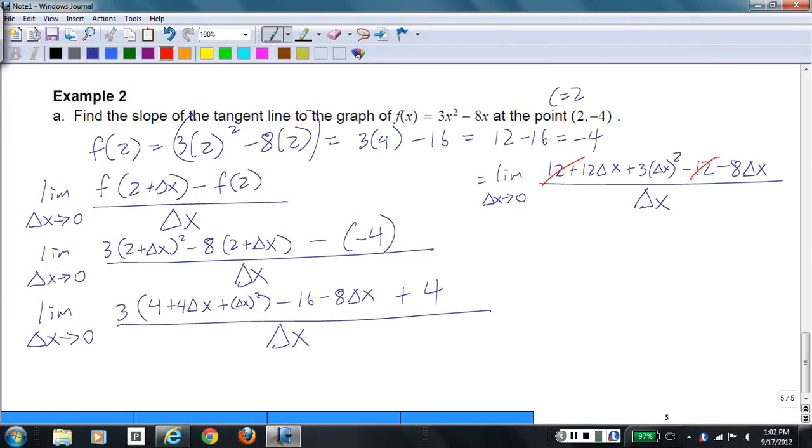And then we're left combining the delta x terms. So this equals the limit as delta x approaches 0 of, ordinarily we put the squared term first, so I'll go ahead and do that: 3 times delta x squared plus 4 delta x, all over delta x.